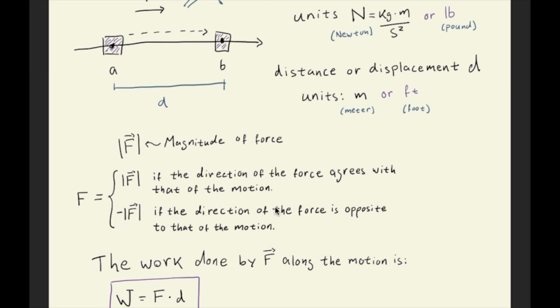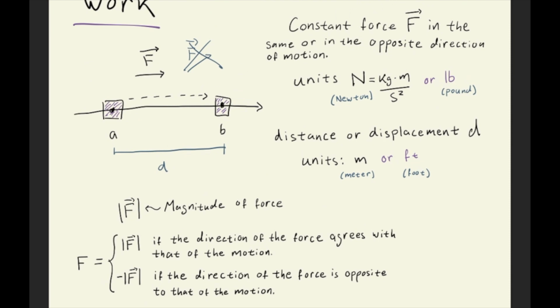But if the direction of the force is opposite to that of the motion, this number that I'm denoting by F will be a negative number, and it will be just negative the length of that vector, right? So in the case, for example, where you have a force that looks like this, it's against the motion. So if our motion is from A to B, and the force is constant but against the motion, then this letter F now would be negative the length of this vector, right? So F is negative when the force is opposite to the motion, and positive when the force agrees with the direction of the motion.